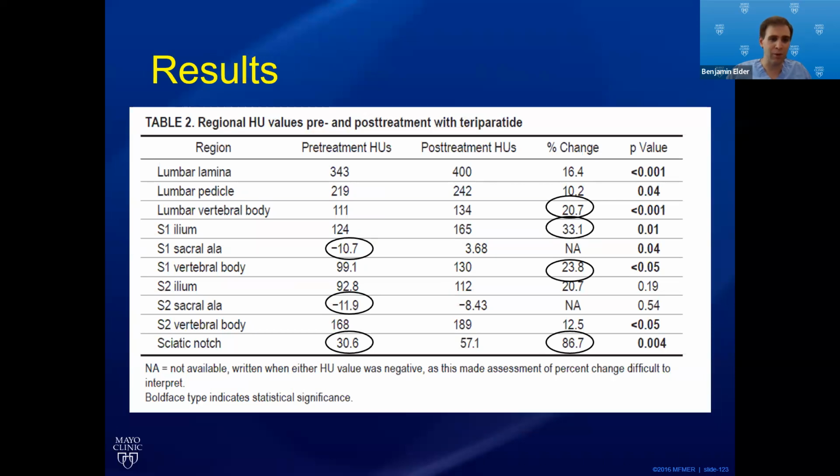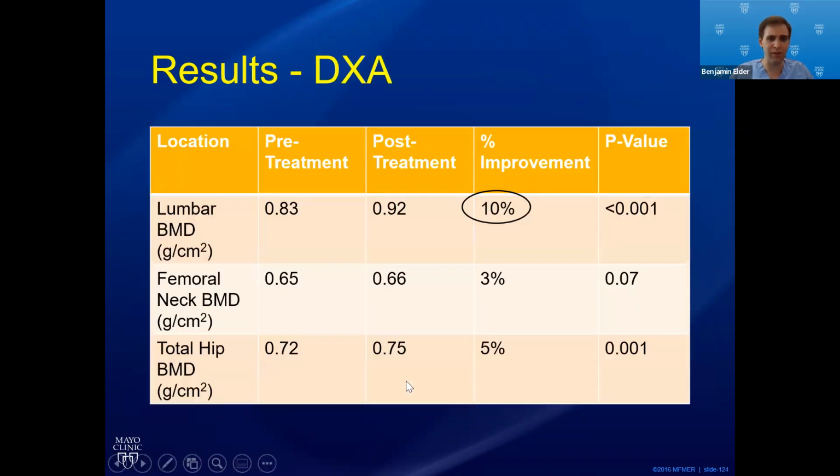So based on this, we looked at different regions of the lumbar lamina, pedicle, and vertebral body, as well as different regions of the sacrum and pelvis where we tend to place our fixation. And so interestingly, we actually had negative Hounsfield units in the sacral ala at S1 and S2. So that has some of the worst bone quality in the body, especially in the osteoporotic patients. And so we found the biggest percent changes were in the S1 vertebral body, the ilium at the S1 level, as well as the S1 vertebral body, and then near the sciatic notch where we try and get our pelvic screws. So it's clearly beneficial for all of our types of fixation that we use.